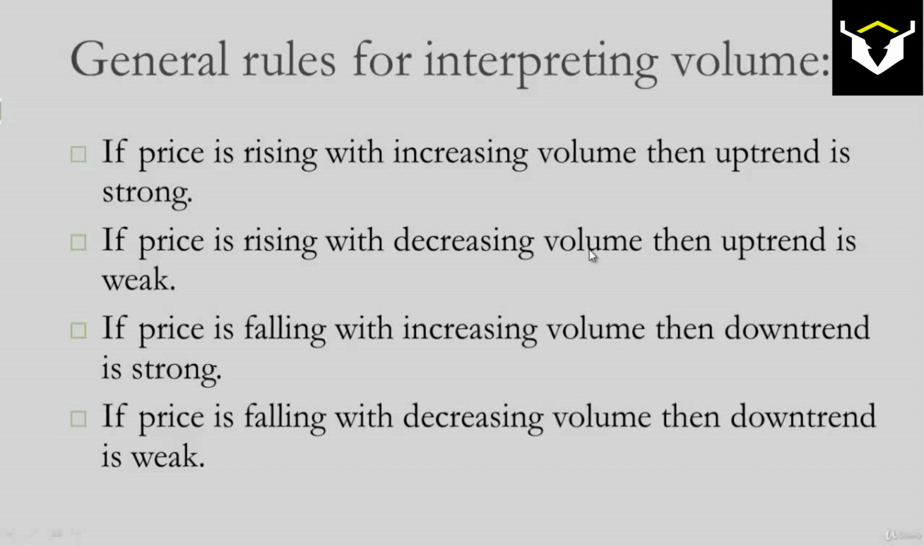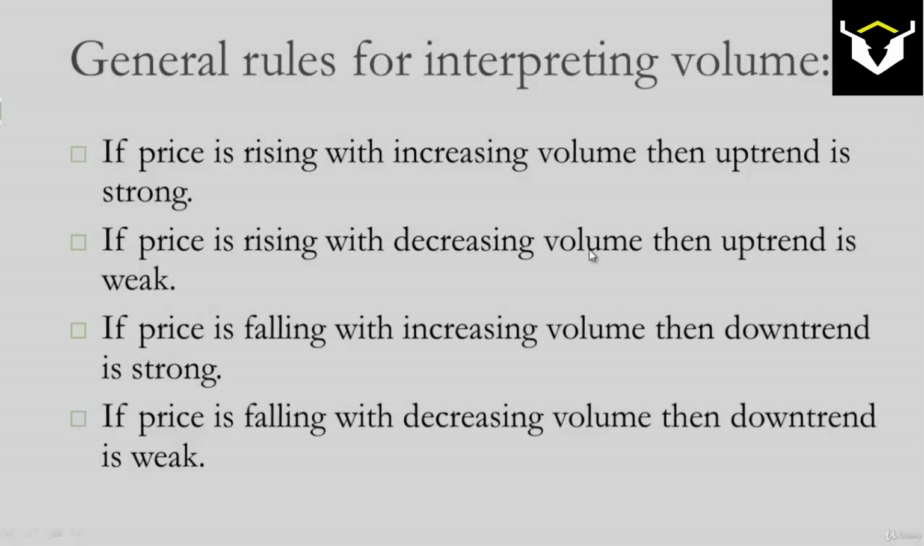If price is falling with increasing volume, then downtrend is strong. This also stands to reason. If prices are falling and more people want to sell their stocks and get out, it stands to reason that something is definitely wrong with the stock. That is why prices are falling, and that is why there is rising volume with price fall. So if prices are falling with increasing volume, the downtrend is strong.